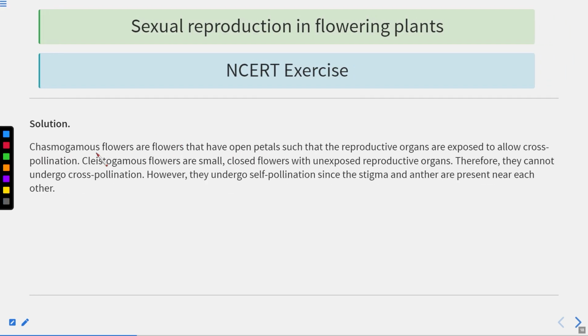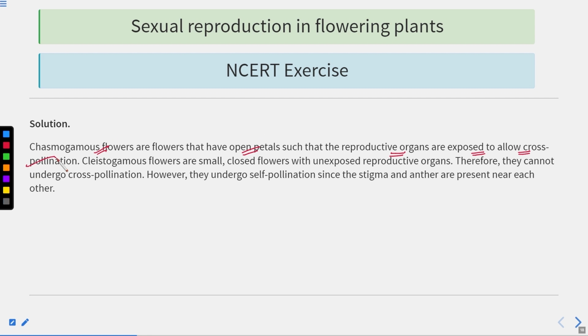Let's have a look at the answer. Chasmogamous flowers are the flowers that have open petals, means these flowers are open, such that the reproductive organs, which are the androecium and the gynoecium, or you can say the stamens as well as the carpel or the pistil, are exposed to allow cross-pollination.